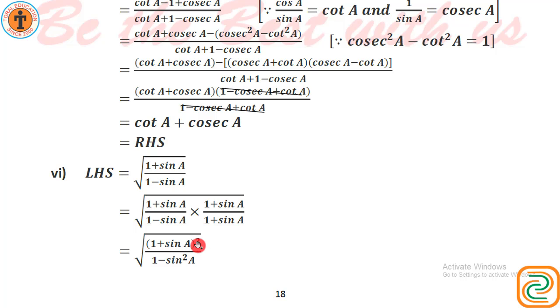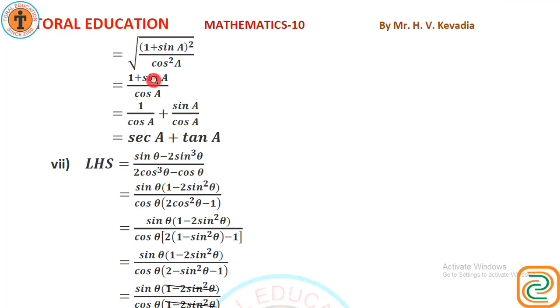Right? Then what? 1 minus sin square A, that is cos square A. Now, this is whole square, so we can remove the root. So, we have removed root. So, (1 plus sin A) upon cos A. We can take cos A in the denominator of both the terms. 1 upon cos A plus sin upon cos A. 1 upon cos A means sec A and sin upon cos A means tan A. So, we have proved this is right hand side.